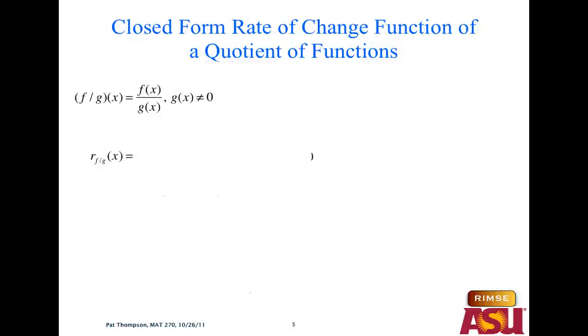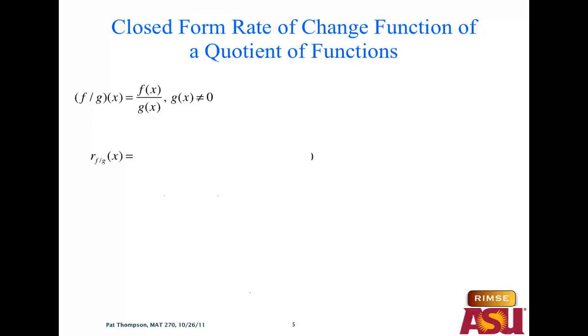Okay, so what about quotient? So quotient, instead of starting with the open form, we can use what we just learned. Okay, so the open form maybe gets a little too hairy for us to take the time for. So let's use what we just learned. So how can we use what we just did to apply it to f divided by g?